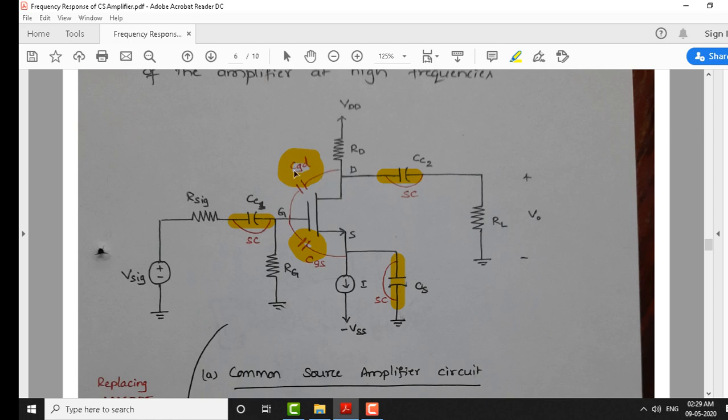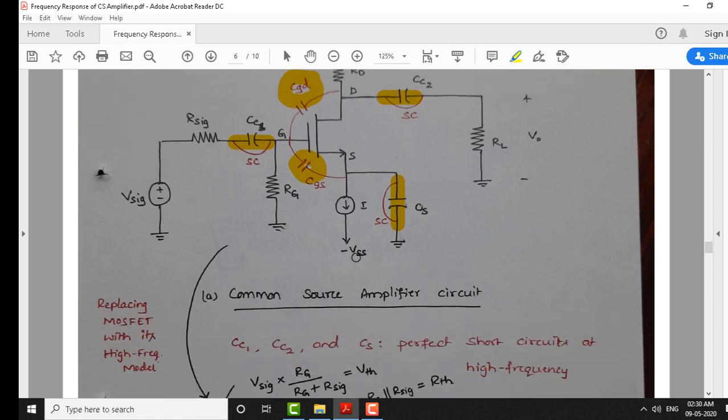So therefore, we have shown this with the capacitance. CGD is a capacitance between the gate and the drain. So this becomes dominant at high frequency. The other capacitance, CGS, the gate to source capacitance, appears between gate and source. This is also a dominant capacitance at high frequencies. At high frequencies, other capacitances like CC1, CC2, CS become short circuit.